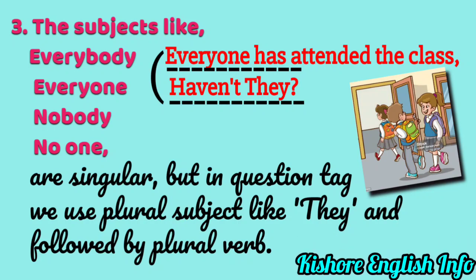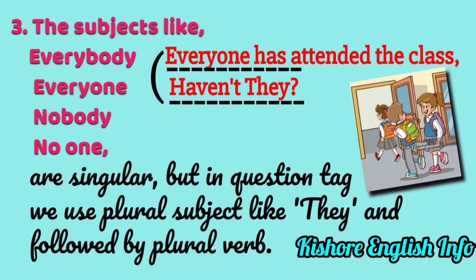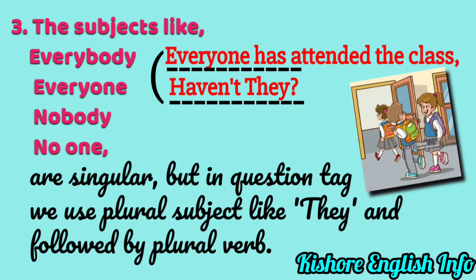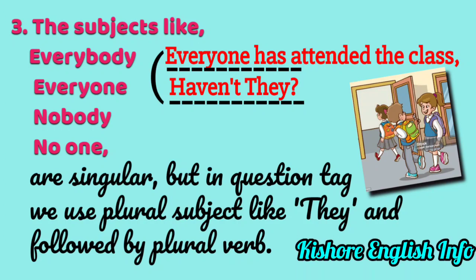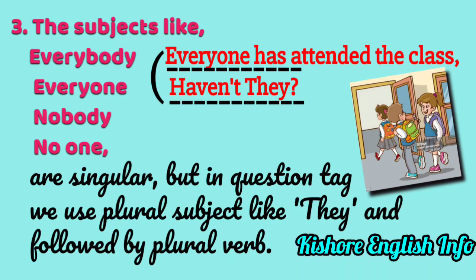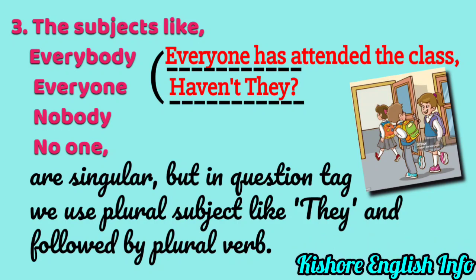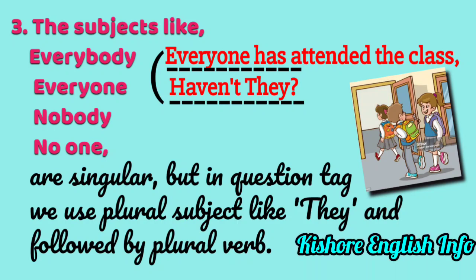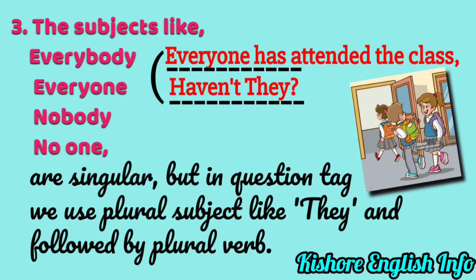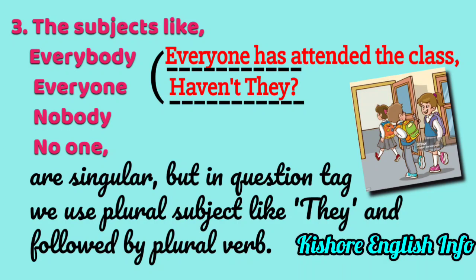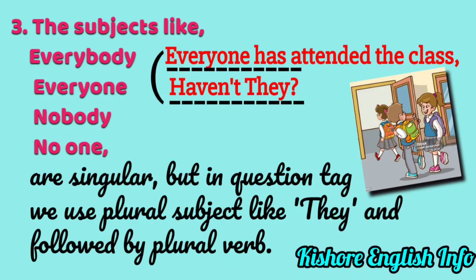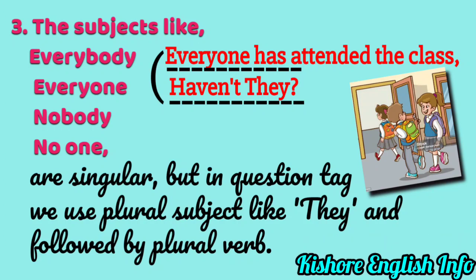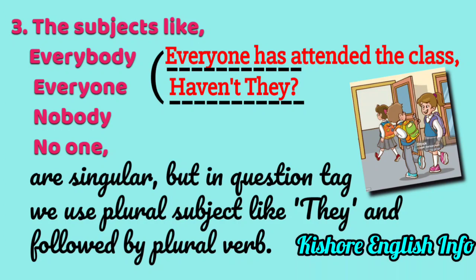Third important rule: there are some subjects like everybody, everyone, nobody, no one. These words generally look like plural forms, but they are singular. But in a question tag, we use a plural subject, and the word that we use in a question tag is they.